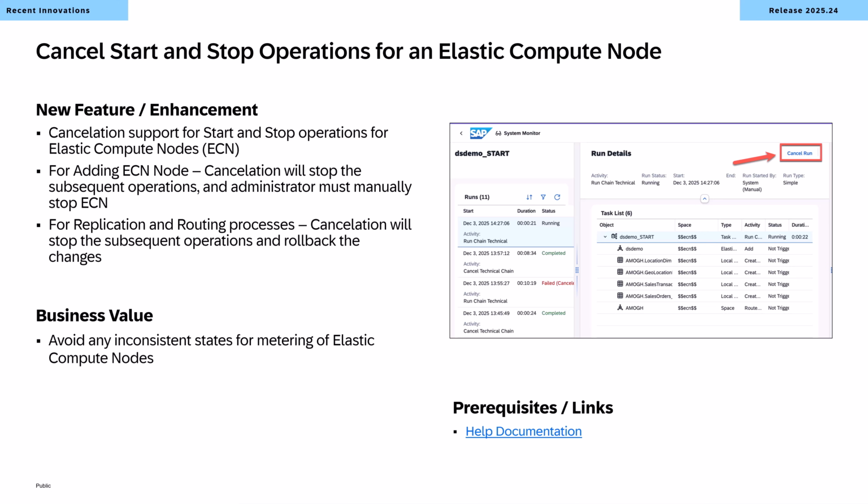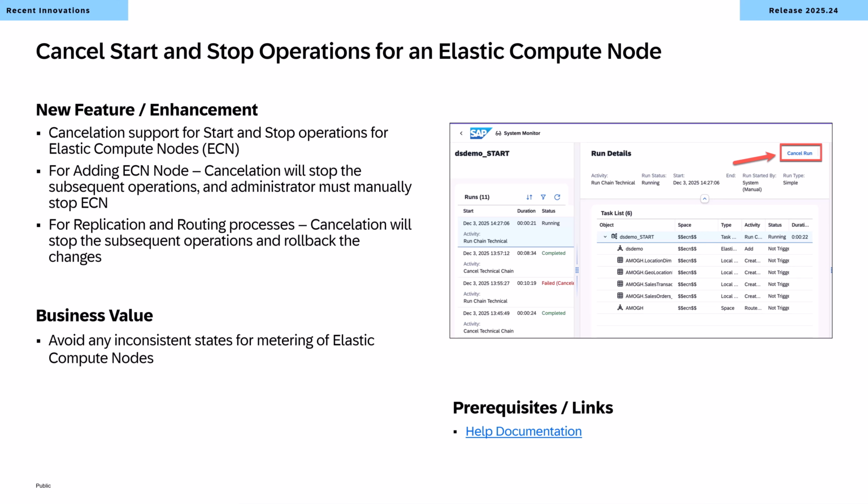So these are the steps, as you would also see in the screenshot here, and I'll show it in the system as well. The idea previously was that whenever a customer started an ECN or stopped the running ECN, they would have to wait till the entire ECN start or stop process has completed for them to roll back.